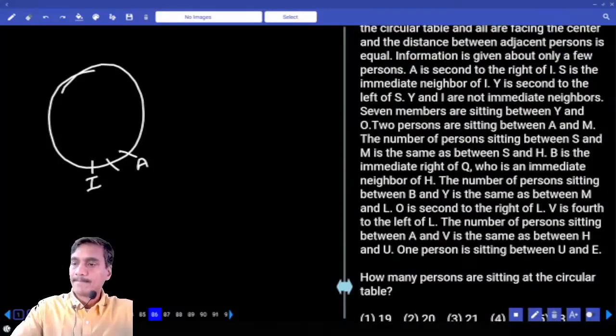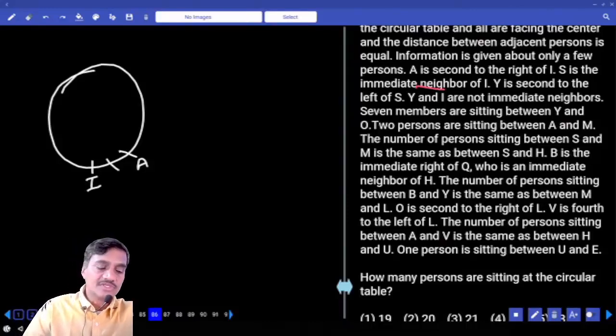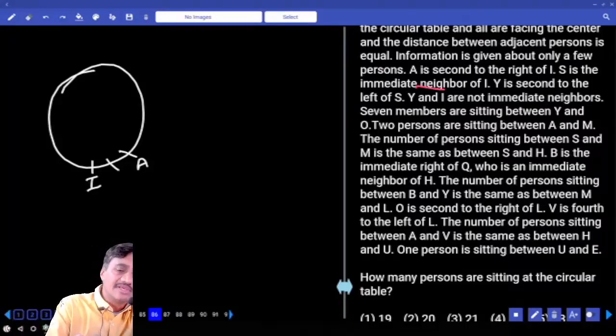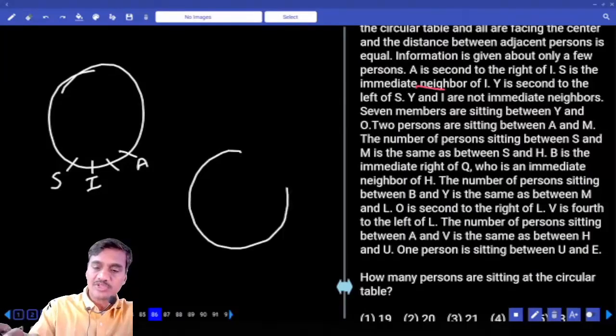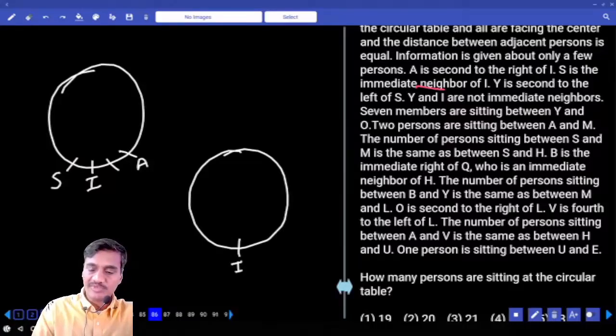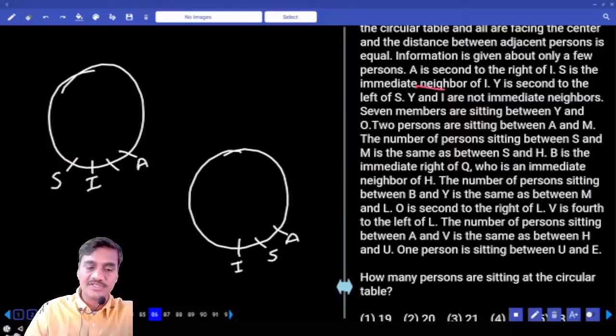Next, S is the immediate neighbor of I, and S can be either towards the left-hand side or the right-hand side. Here the possibilities start. Then I is here, and S is the immediate neighbor of I. A and S, all 3 persons are adjacent to each other. Is that fine? Now we have 2 possibilities. S is the immediate neighbor of I.